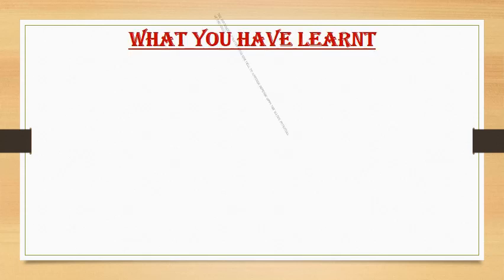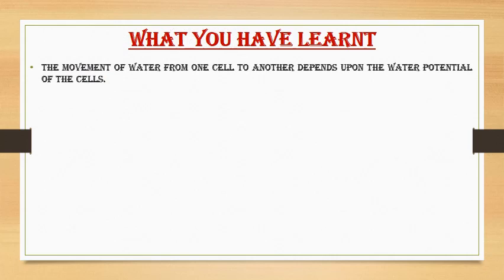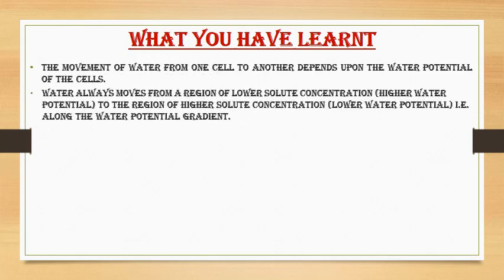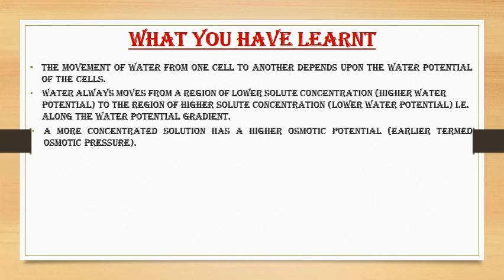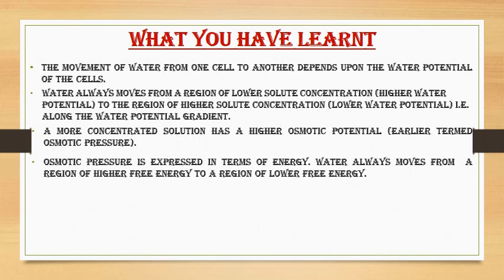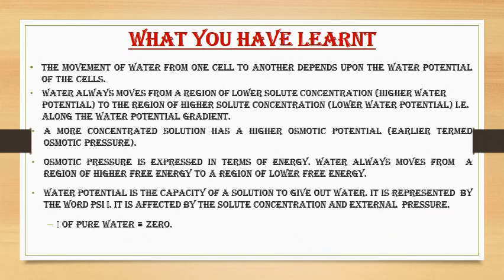So what have you learned in this chapter? The movement of water from one cell to another depends upon the water potential of the cell. Water always moves from a region of lower solute concentration to a region of higher solute concentration along the water potential gradient. A more concentrated solution has a higher osmotic pressure. Osmotic pressure is expressed in terms of energy. Water always moves from a region of high free energy to a region of lower free energy. Water potential is the capacity of a solution to give out water.